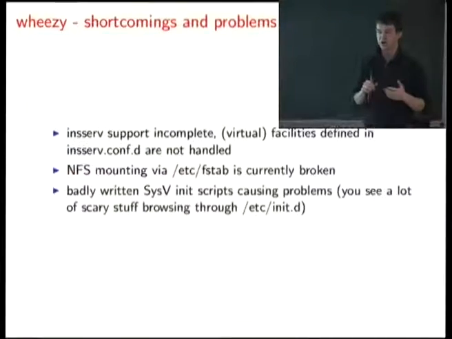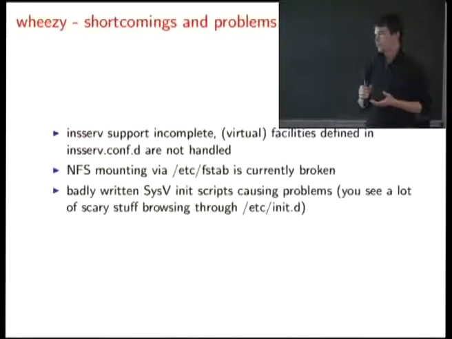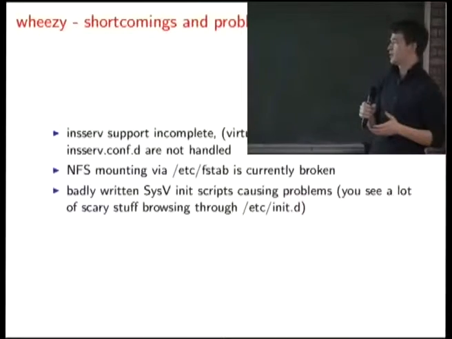For example, portmap declares a system facility, and due to that, NFS mounting is currently not working. We are probably going to address that in Jessie by adding insserv parsing support. We do have patches for that. Almost certainly, we are just going to convert nfs-common and portmap to use socket activation. So this problem will just go away because we don't need those explicit dependencies anymore.